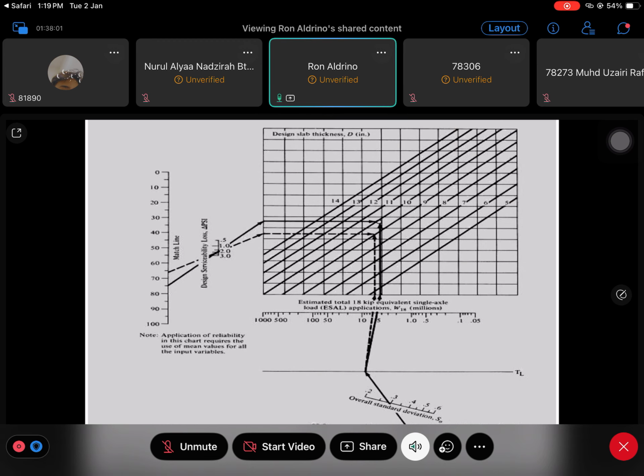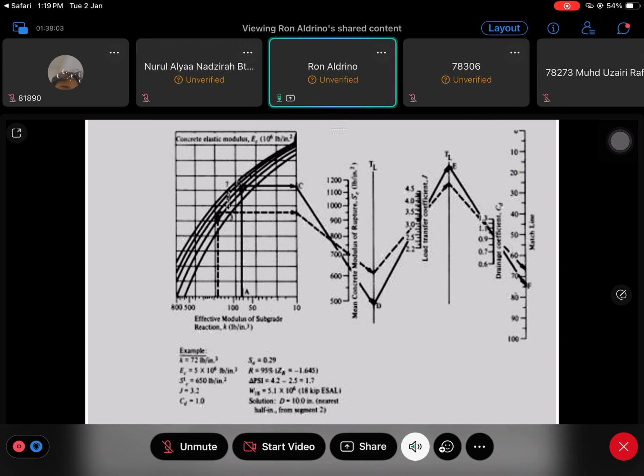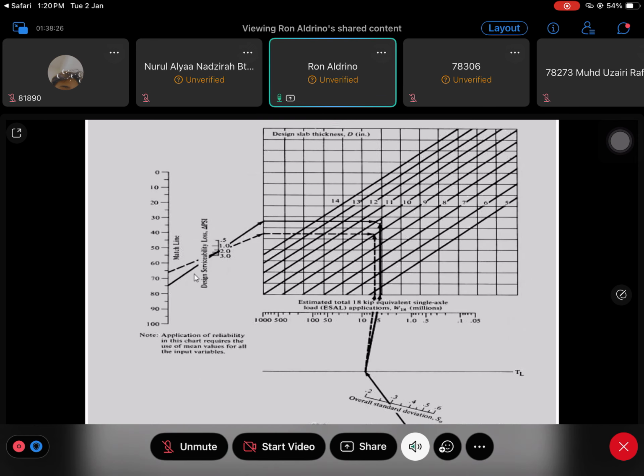If you look at the design serviceability earlier on, it is the delta PSI. The initial serviceability index is 4.2, and the terminal present serviceability index is 2.5. So 4.2 minus 2.5 equals 1.7. So you look at 1.7, somewhere near the 2, and you draw a straight line towards this chart.